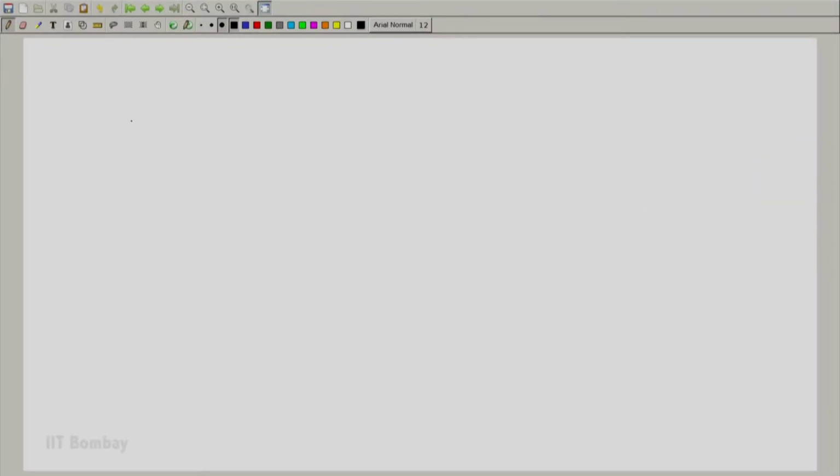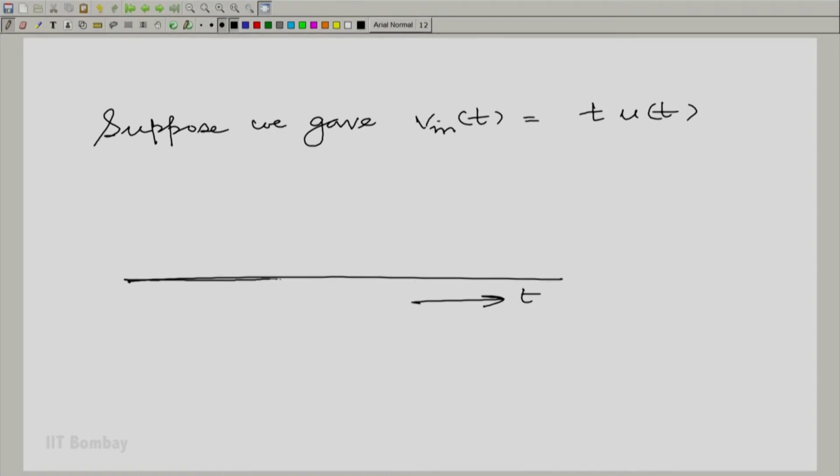Now, it would be interesting to see what happens if you gave the same circuit not a unit step, but a unit ramp. So, let me explain what I mean by that. Suppose we gave this a unit ramp input now, essentially an input that looks like this, ever increasing.